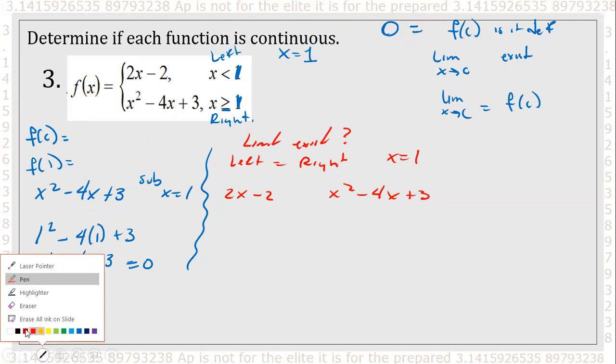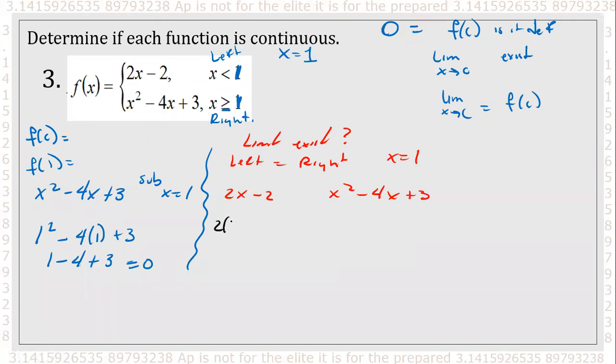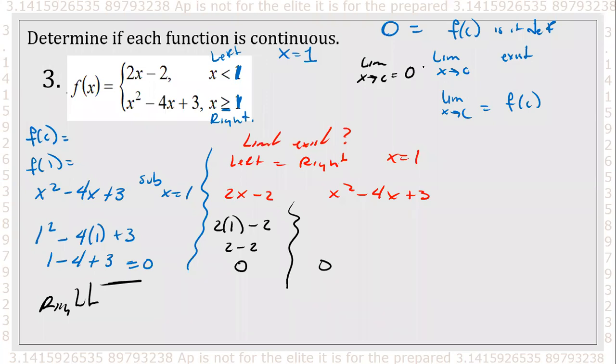So what we have to do is substitute. So 2 times 1 minus 2, so it's 2 minus 2 equals 0. And on the right-hand side, we already did it. On here, this was the right. It's also 0. So 0 equals 0. So the limit exists. Yes. The limit as x approaches c is equal to 0. So my limit is 0 and my function is 0. Whoa, what does that tell us? It is continuous.